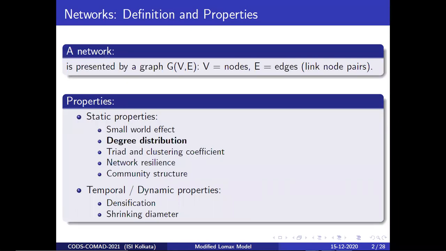A network is represented by a graph that is a function of nodes and edges. There are some static properties of real-world networks, that is, small-world effect, degree distribution, triad and clustering coefficient, network resilience, and community structure. It also has some temporal or dynamic properties like densification and shrinking diameter.